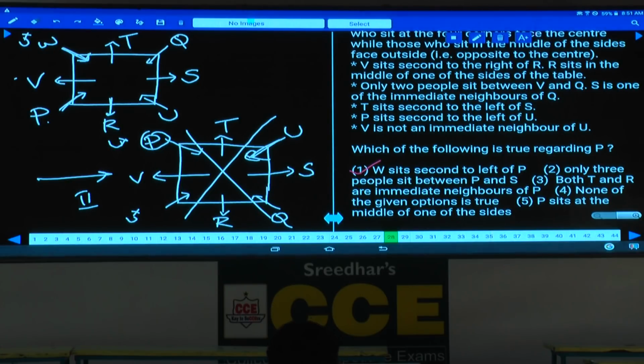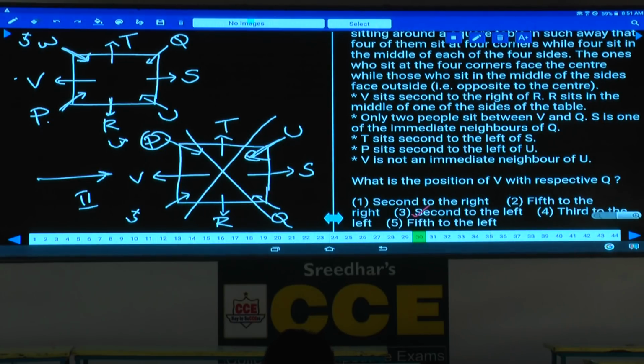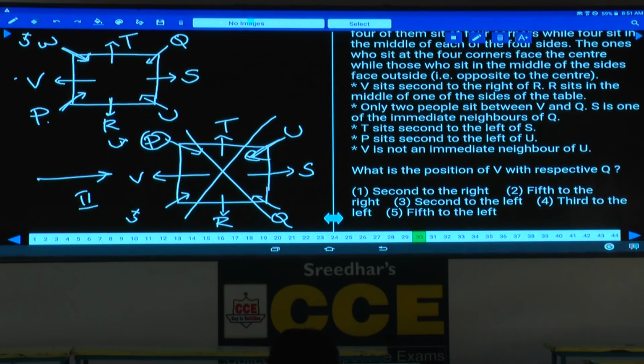Then question number 29. Now in this 29, how many people sit between R and T when counted from the right of R? Left of R doesn't matter here. Why? Because R and T are opposite to each other, and so only 3 people. 3 people, that is choice 2. Then question number 30. Now in this one, what is the position of V? What is the position of P with respect to Q?